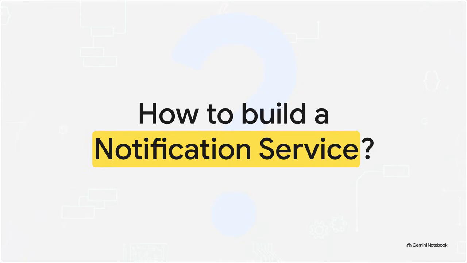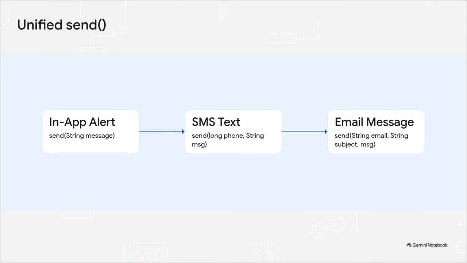Let's tackle one more. This is a real-world design challenge. Imagine you're tasked with building a single, unified notification service for your entire company. You need to send 3 entirely different types of messages: in-app alerts, SMS texts, and emails. How would you design this using overloaded methods so that your fellow developers just have to call one simple, memorable method name? The solution here is just so elegant.